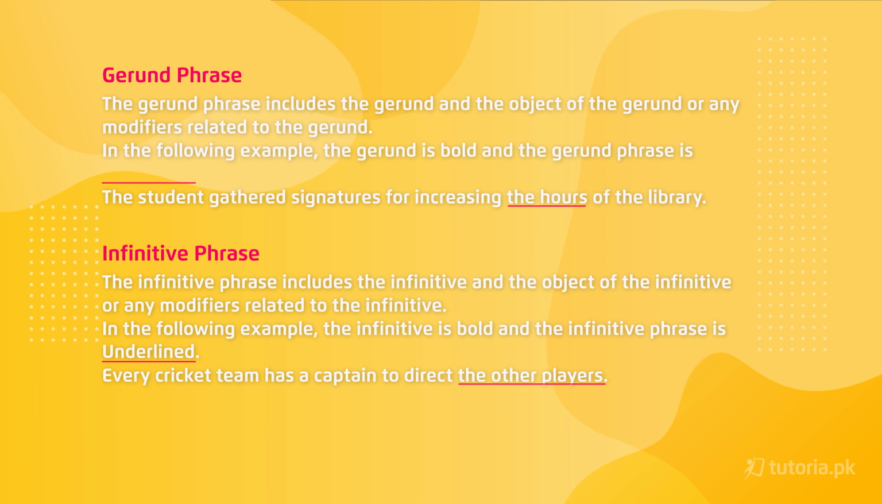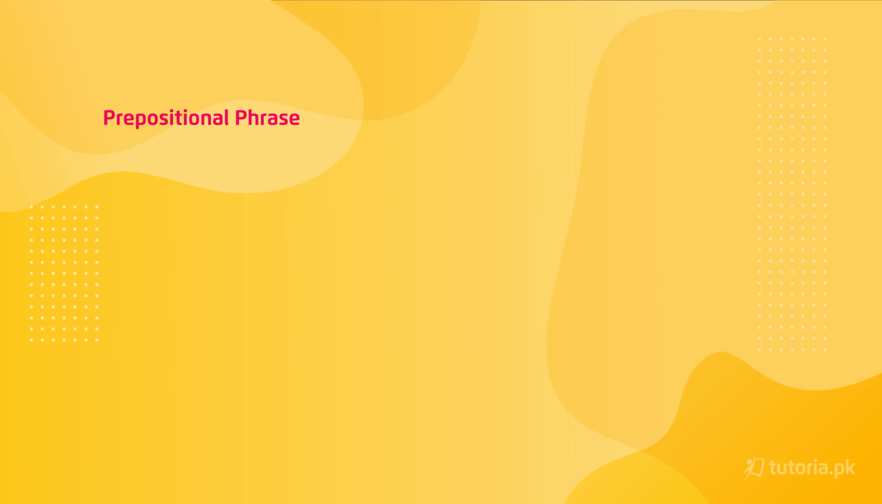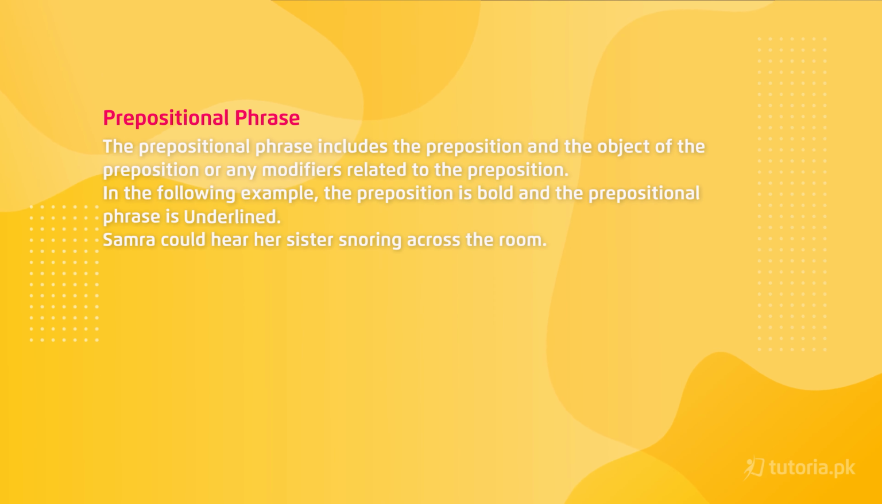Moving on to next type of phrase, which is prepositional phrase. Prepositional phrase क्या होता है? It includes the prepositions and the object of the prepositions or any modifiers related to the preposition. In the following example, the preposition is bold and the prepositional phrase is underlined. Samra could hear her sister snoring across the room. अब across जो है हमारे पास preposition है. इसके बाद उसका जो object है the room वो भी prepositional phrase में आ जाएगा.